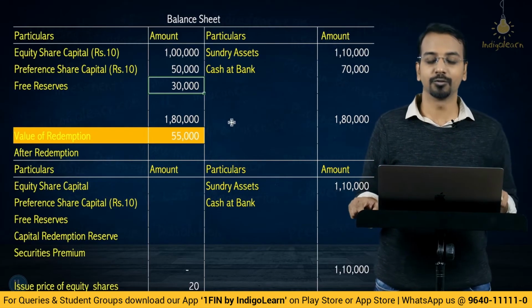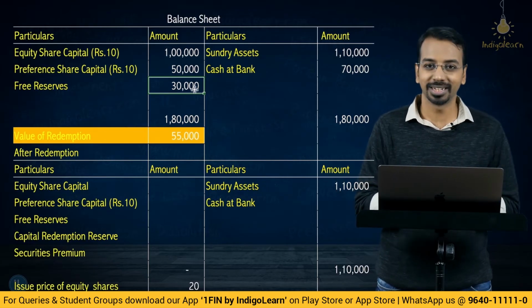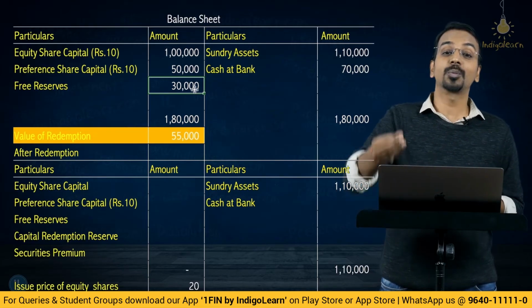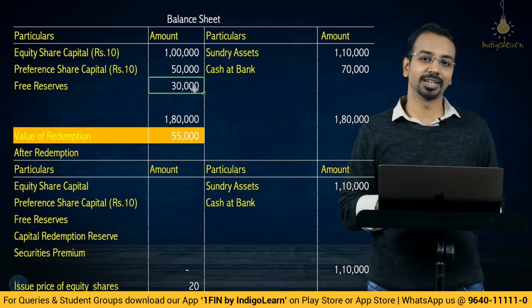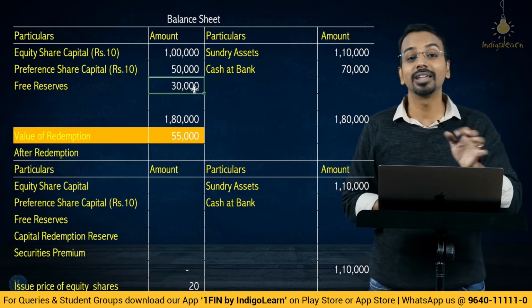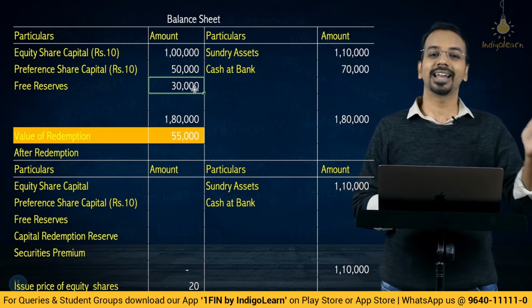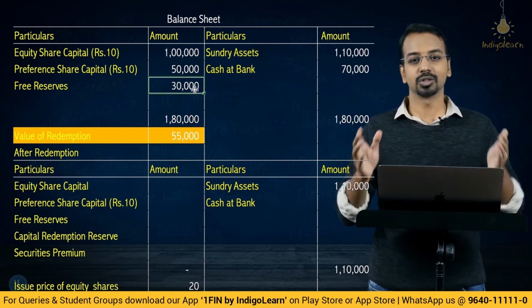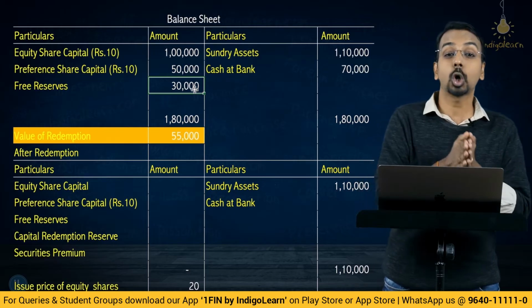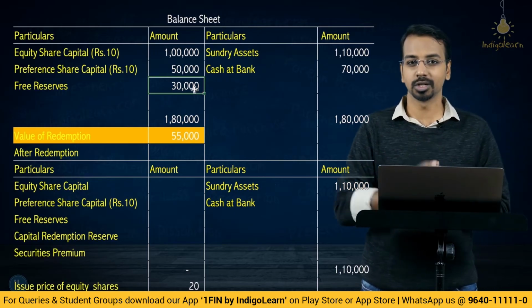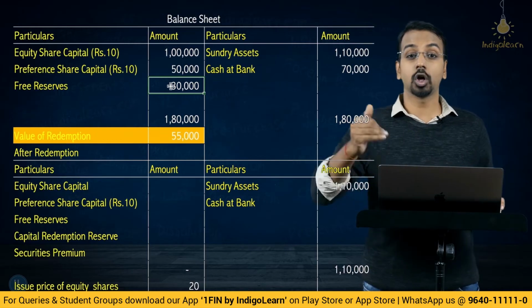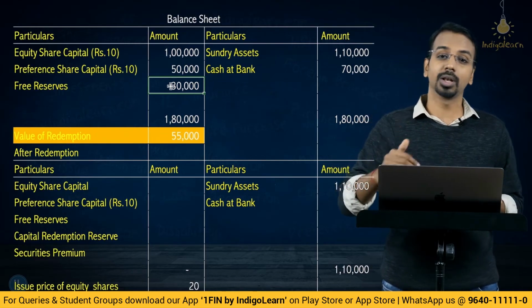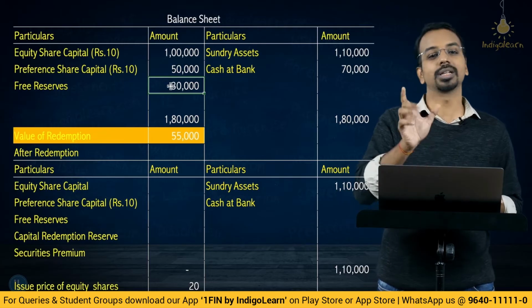But if you look at it carefully, this 30,000 is actually not 30,000. You have to provide for 5,000 of premium on redemption of preference shares. So you are left with only 25,000 and the CRR requirement is 50,000. So 50 minus 25, there is a shortfall of 25,000. Don't make this mistake in the examination. Please provide for all expenses, all losses, all premium payable on redemption and then check what is the balance.